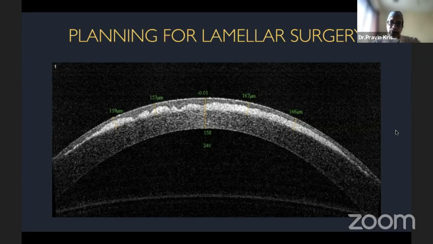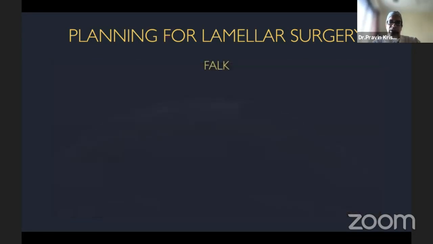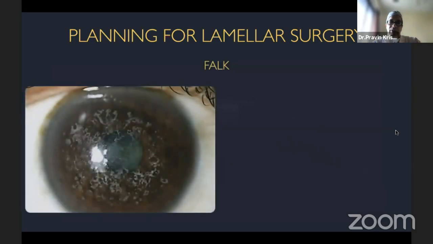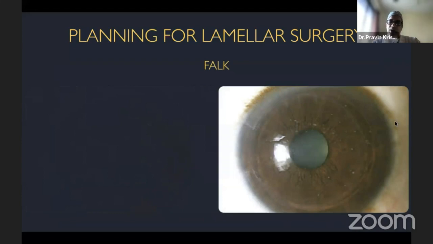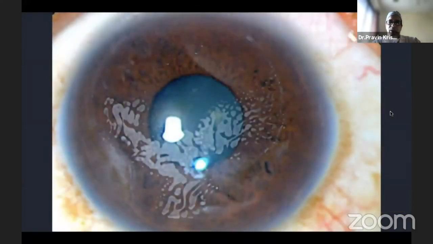OCT is brought in from the point of view of planning for surgeries like lamellar surgeries, for FALK as well, like in this case of Avellino dystrophy, about deciding the depth at which you need to go down to remove the majority of opacities. I think OCT is fundamentally important.